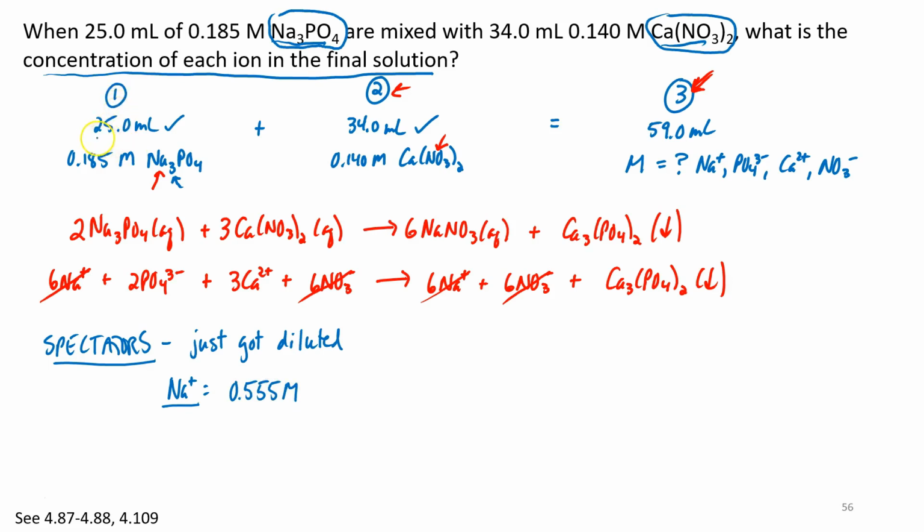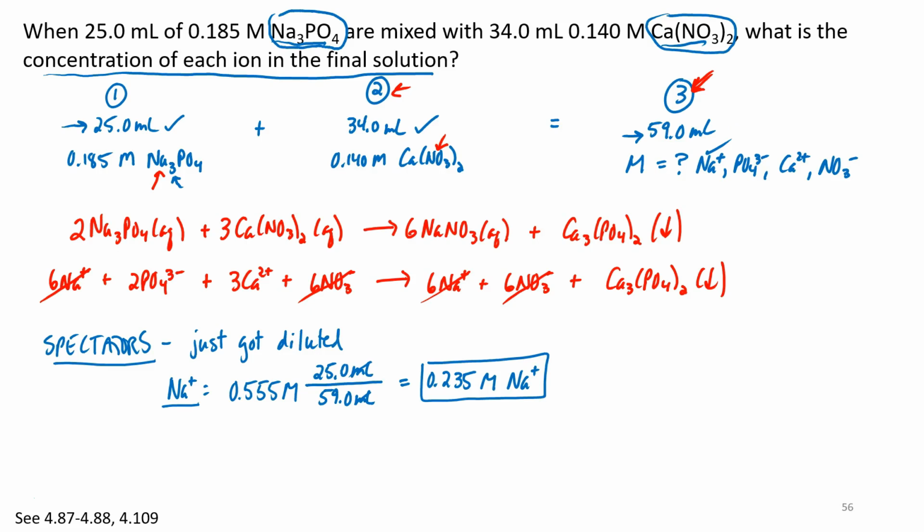Now, what happened? You diluted from 25 to a total volume of 59. That's your dilution factor. And your milliliters cancel. When I did the arithmetic, I got 0.235 molar sodium. So that's one ion down.